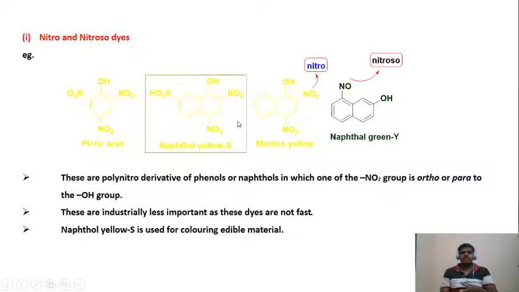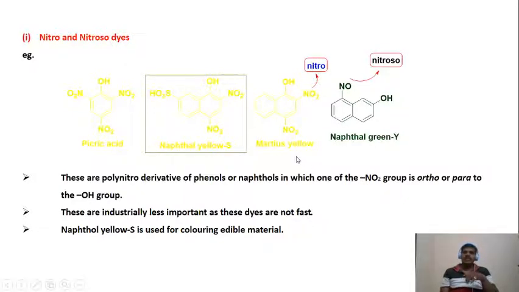Because of this resonance, it absorbs light and gives color. So because of this, the color of these compounds occurs. The next speciality of these dyes is that they are industrially less important, as these dyes are not fast. In today's competition, if you want to become a dye, that dye should be fast to light, fast to soaking, and fast to get attached to the fiber. This is not fast in all those things, so it is industrially less important.